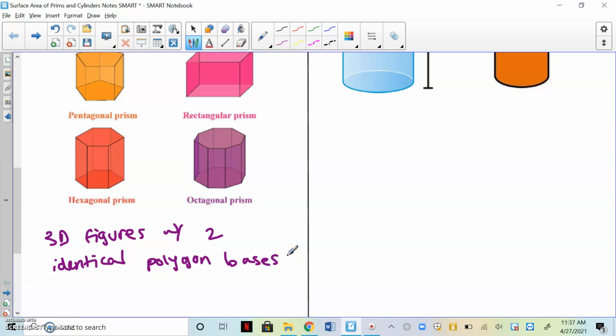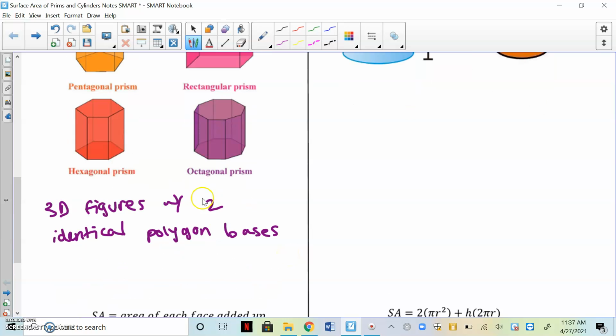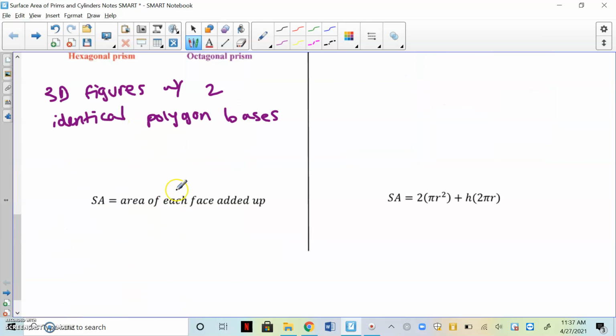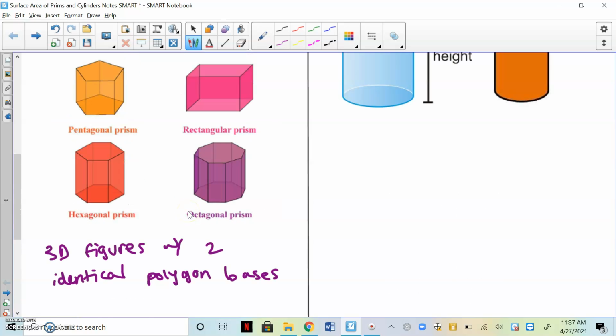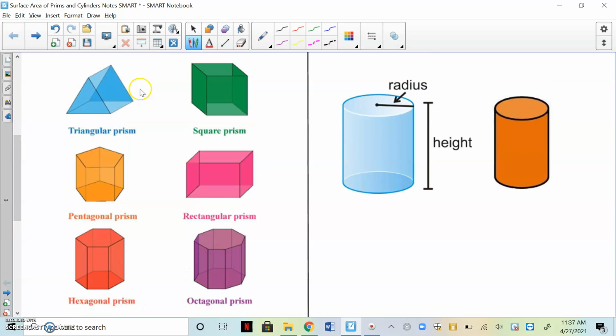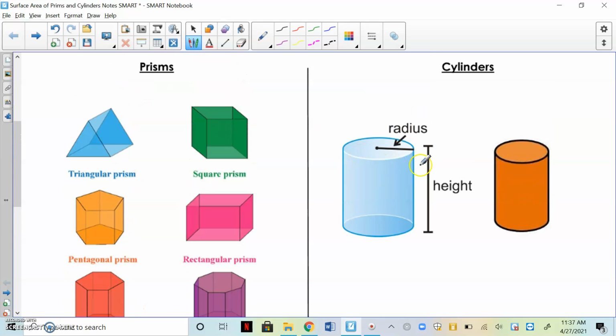All right, and so when you're trying to find the surface area of these, essentially all you need to do is find the area of each face of this shape and add it all up. So down here I have a formula, and that's exactly what I said, right? You're literally going to find a bunch of individual areas and just add them. And it works because they're completely composed of a bunch of polygons, and we know how to find the area of those. All right, so that's prisms.